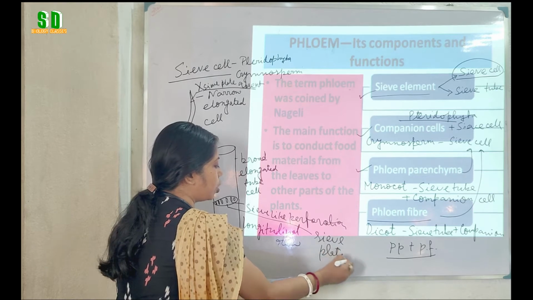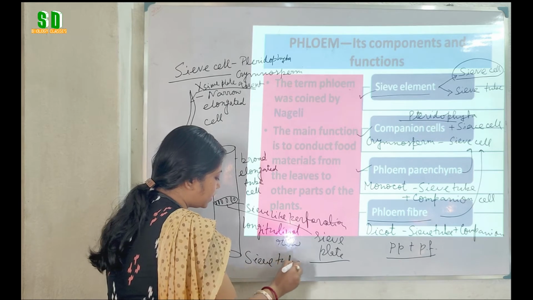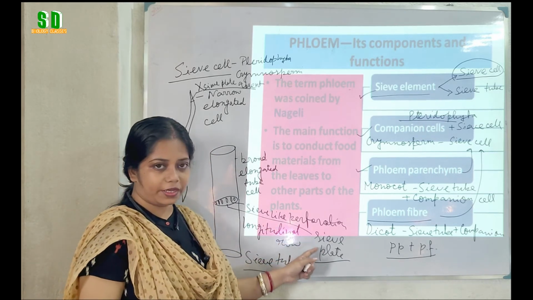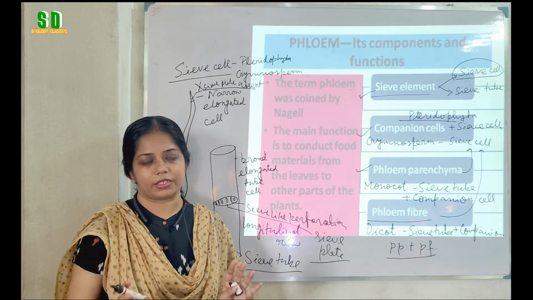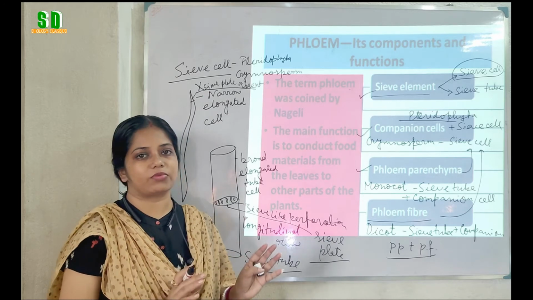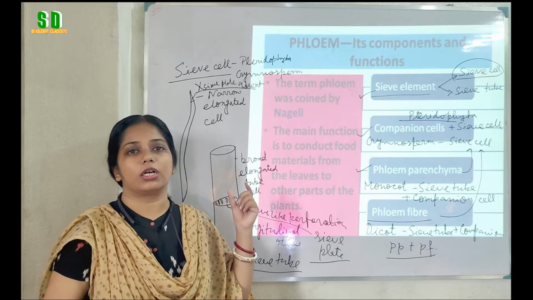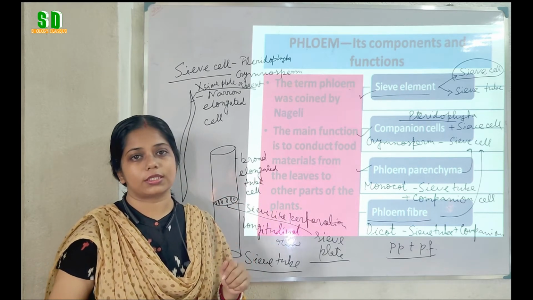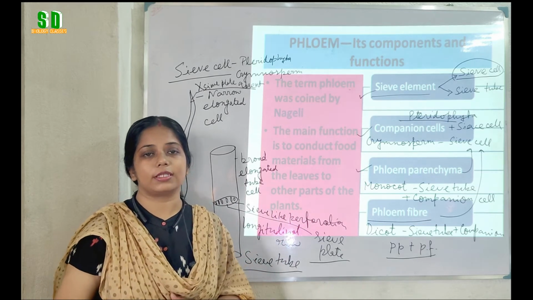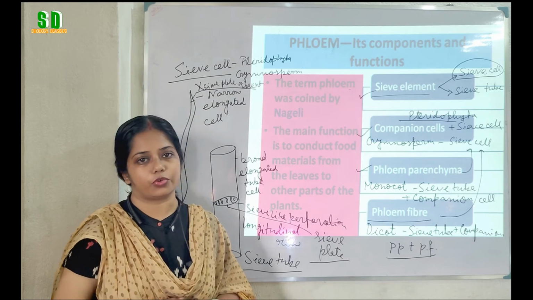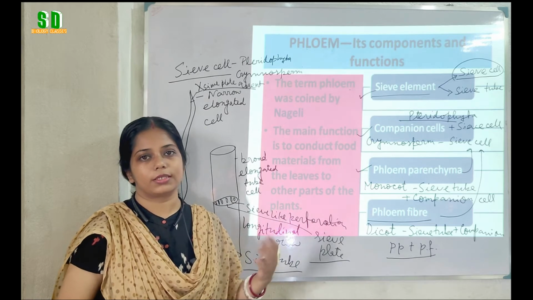So in the case of the sieve tube, we can see that the end wall has the sieve plate, but in the case of the sieve cell, the end walls do not have the sieve plate. This is one of the main differences between the sieve cell and the sieve tube element. Another difference is that the sieve cell is narrow and elongated, whereas the sieve tubes are broad, elongated, tube-like cells arranged in a longitudinal row. Later on, we will learn about some other characteristic features of the sieve tube.